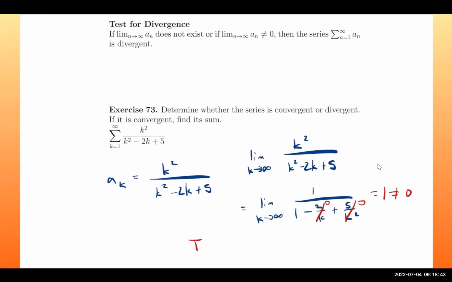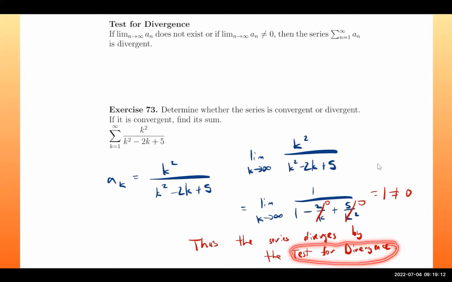Thus, the series diverges by the test for divergence. Once you determine whether it's divergent or not, you do have to quote the test that you're using. In this case, we use the test for divergence, so you have to explicitly say that in order to rationalize your conclusion. All right, so that is that.